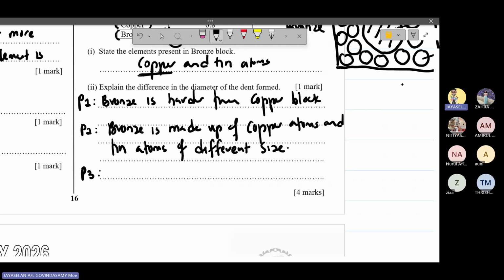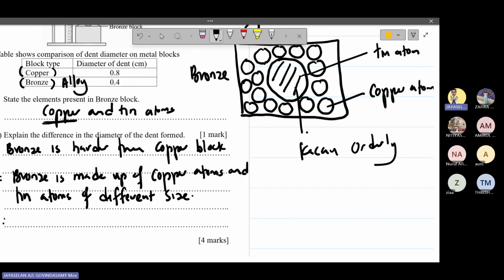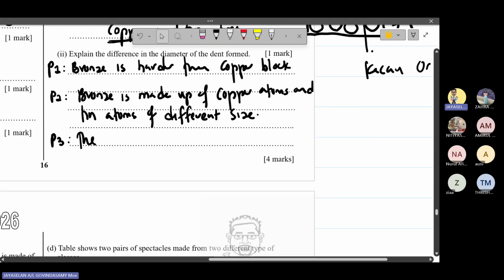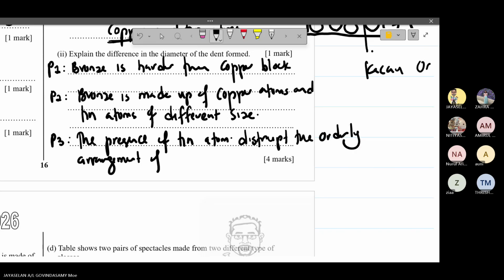Which atom kacau the orderly arrangement of copper atom? Anyone? This atom, you remember this atom buat apa? Kacau. Kacau what? Kacau orderly arrangement of copper atom. So you put here the presence of tin atom disrupt the orderly arrangement of what atom? Copper atom. You already scored point number 3.